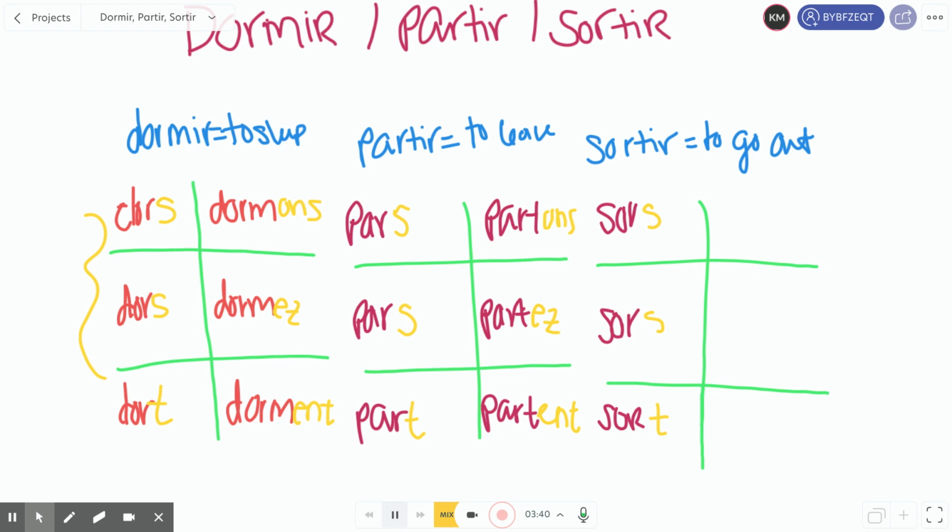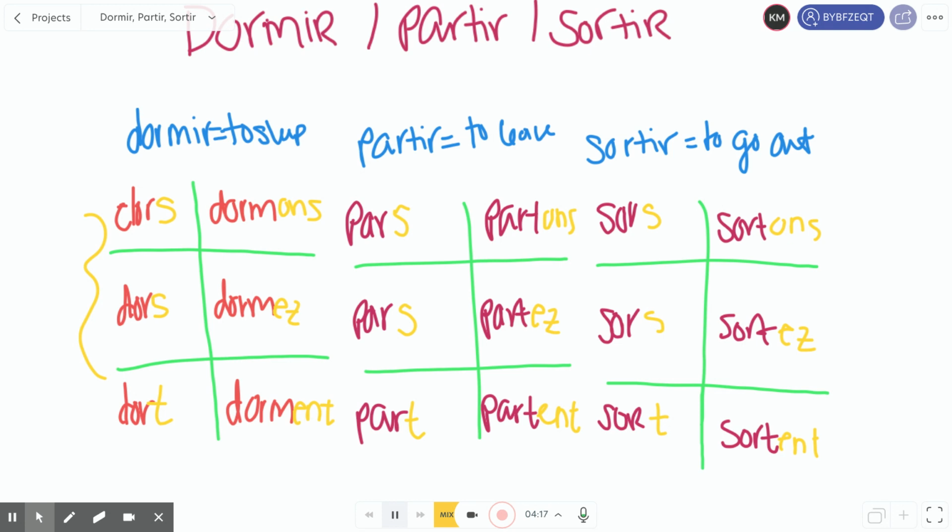For the whole right side, do the same thing that you just did two times previously. We're going to write our stem, but only drop that IR instead of all of it. So sort, sort, and sort. Now let's add on our endings. So for nous, we're going to add ONS. For vous, we're going to add EZ. And for ils and elles, ENT. Now, technically, for this form right here, you really don't have to add anything as long as you just drop the IR. But that's just a little helpful hint.